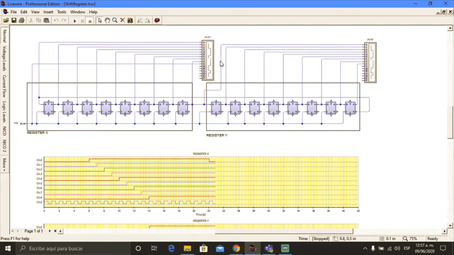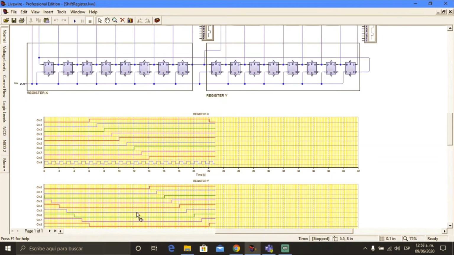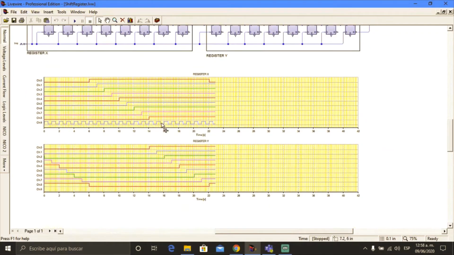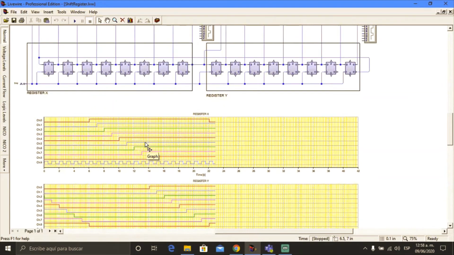We are using these two devices, they are the same, but just to watch what is happening in each register. So XLA1 is for register X and XLA2 is for register Y. It's a logic display, so we can see only zeros or ones. And I'm using these graphs that represent register X and register Y to look at the logic states.